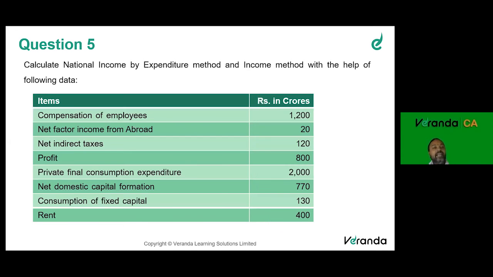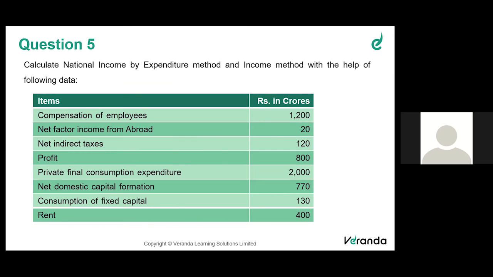So here, the data provided are compensation of employees, which is given as 1,000 crores, and then net factor income from abroad. So compensation of employees: now you tell me whether it is going to be used in the expenditure method or the income method. Expenditure, sir. No, ma, it is actually income. Compensation for an employee is income for people.